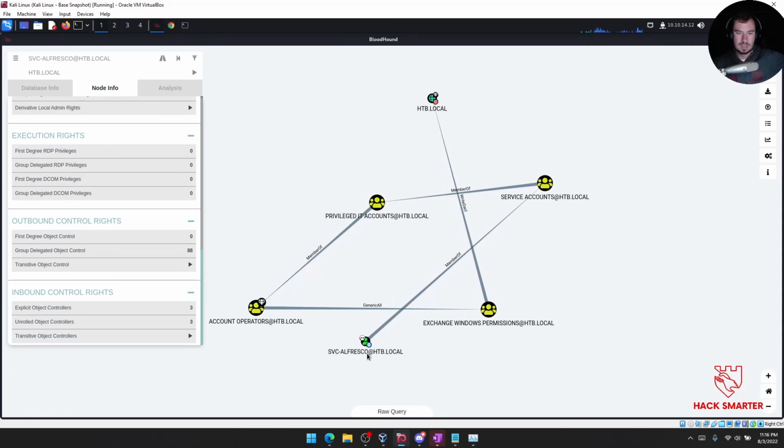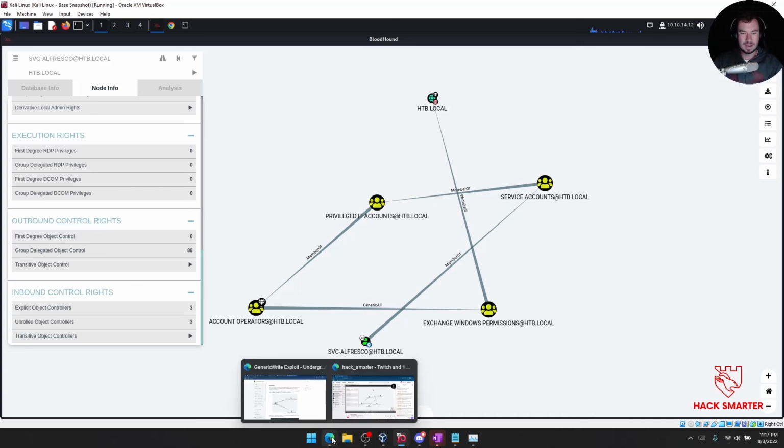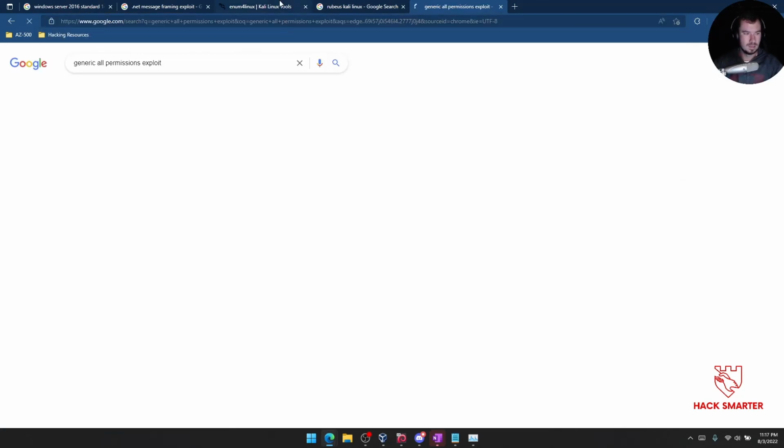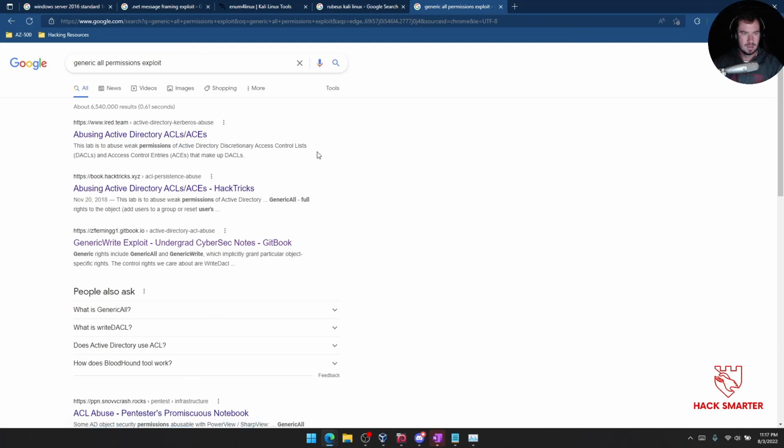Okay, I see. So here's us. We have service accounts. We're a member of privileged IT accounts. And privileged IT accounts is a member of account operators, and we have generic all permissions on Exchange Windows permissions, and then we do that. So we need to go from account operators to Exchange Windows permissions. Generic all means we can do like everything, right? We have full rights to the object.